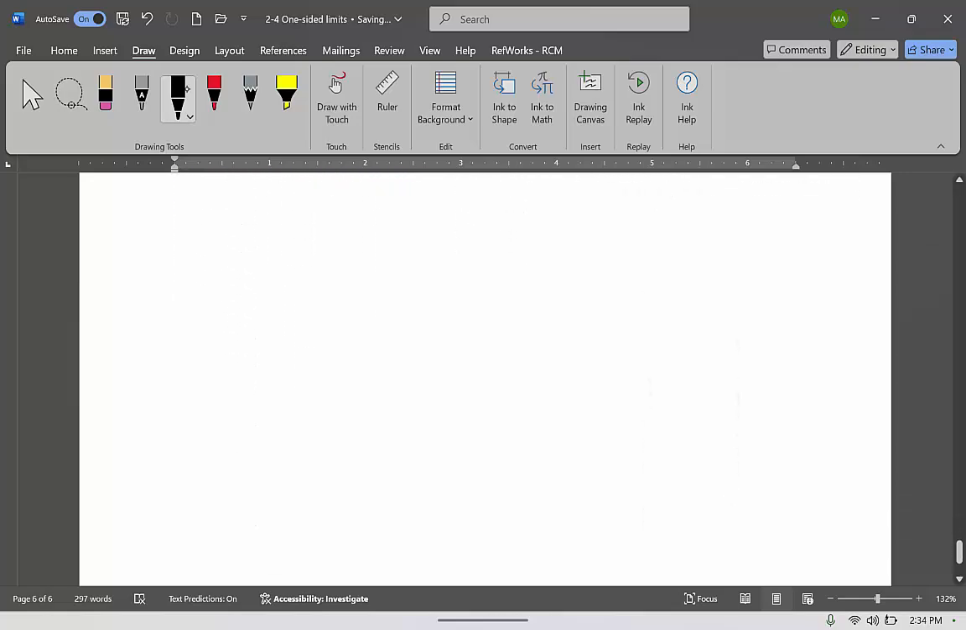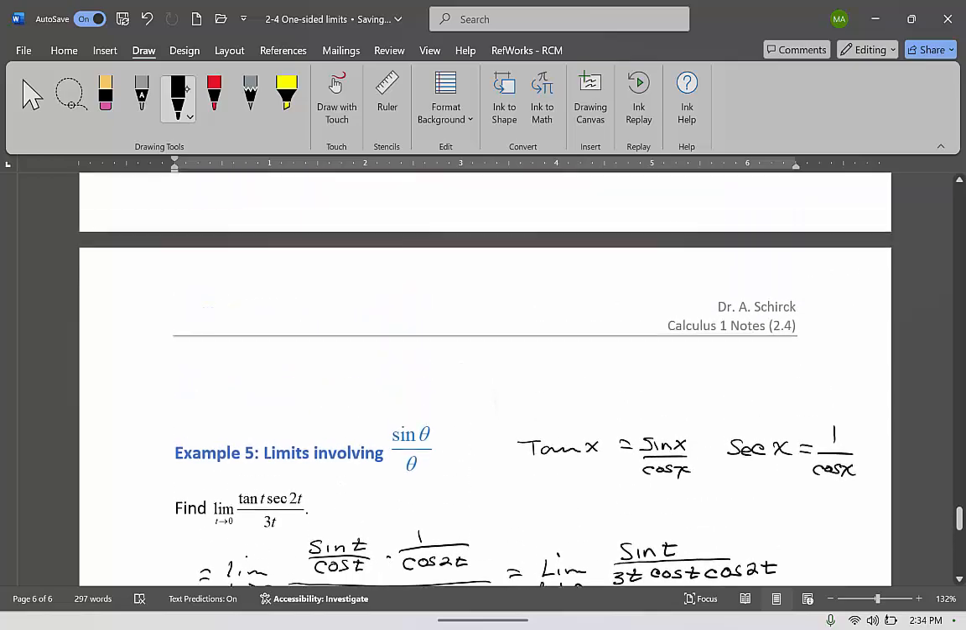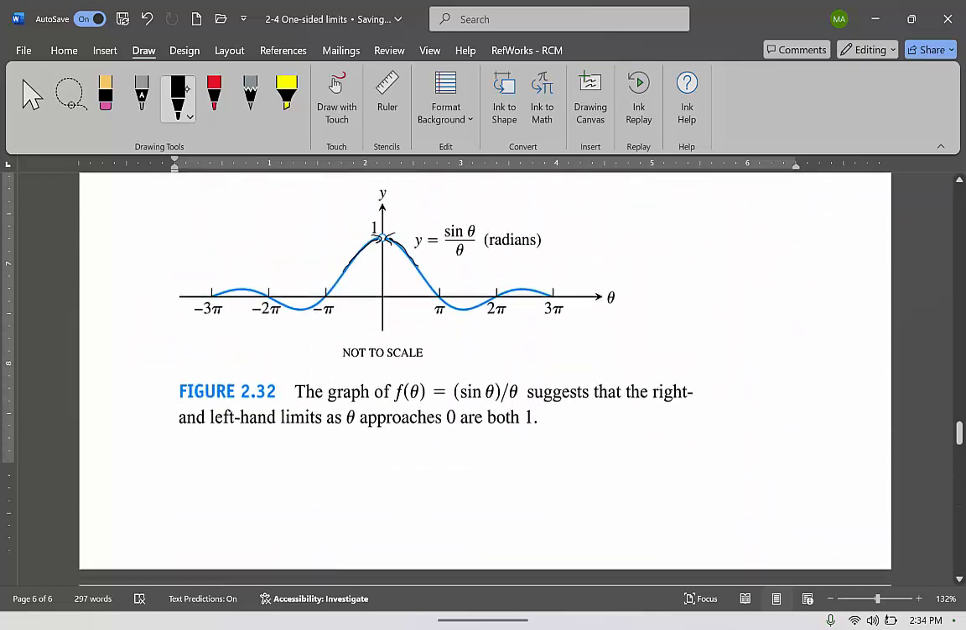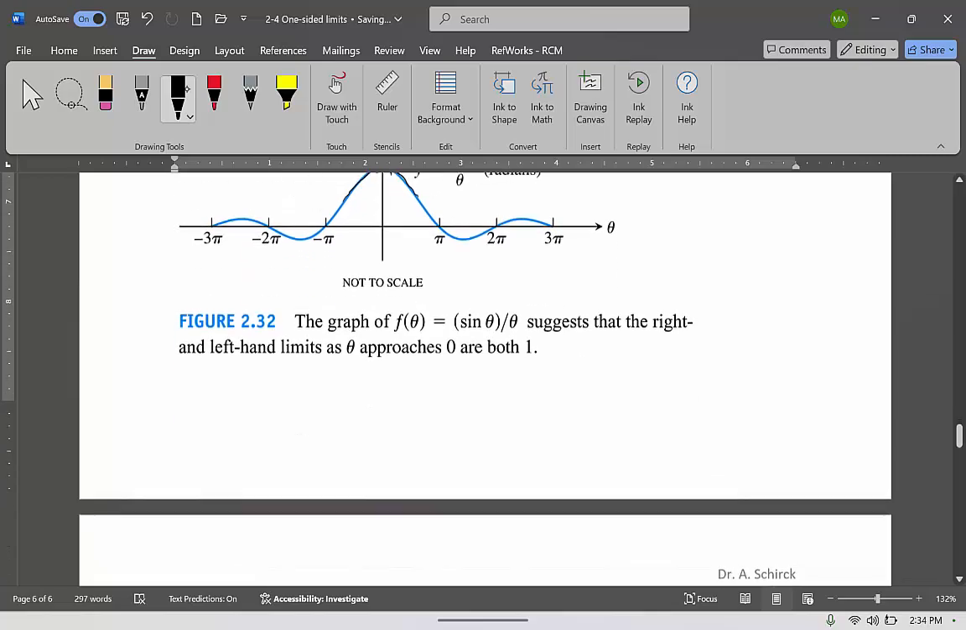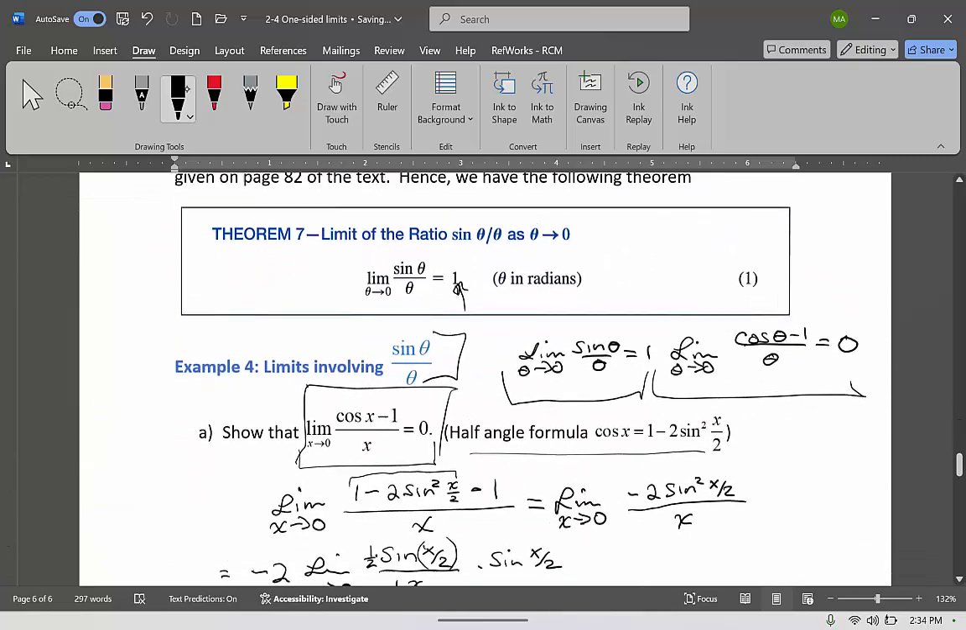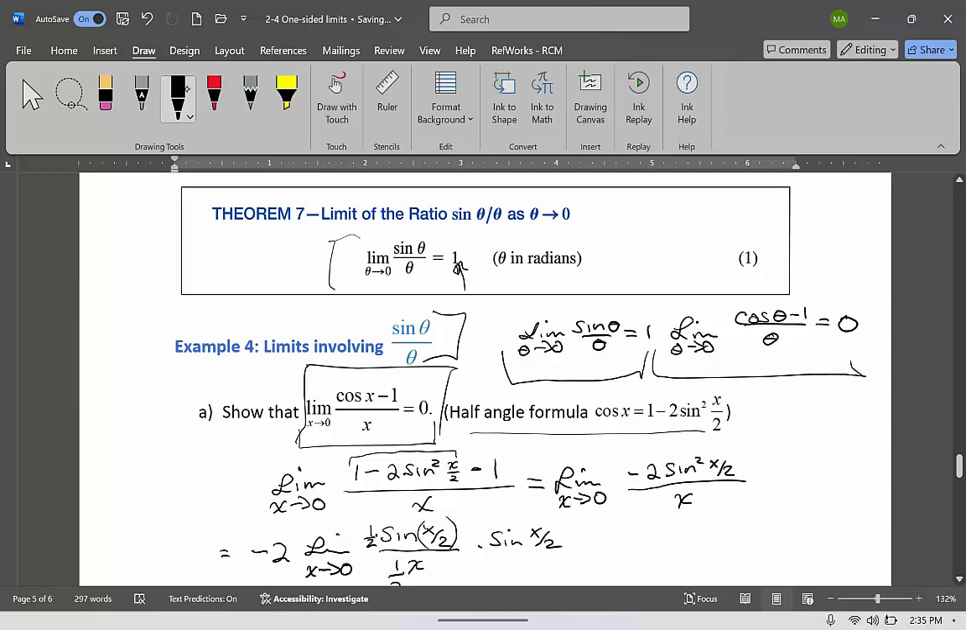So that's basically it. So we had basically two things in this section: left and right hand limits, and limits involving things of the form sine theta over theta as theta goes to 0.